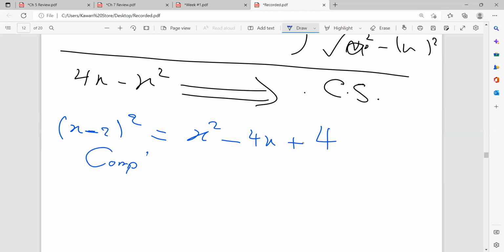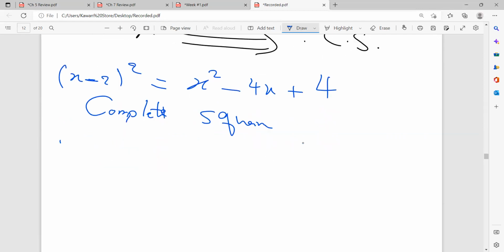Complete square. Right? So it's okay, you forget. That's why I mentioned it in Kurdish, to memorize it. It's okay. I know you know it, but you forget. So tell me, if I have x squared minus 4x plus 4, how do I change it to the complete square? How do I get it?